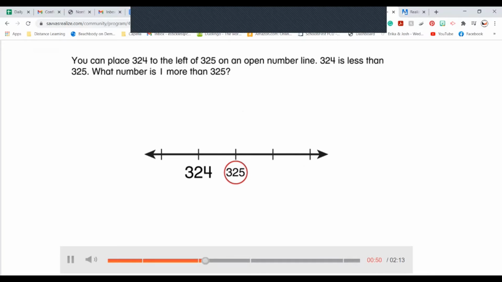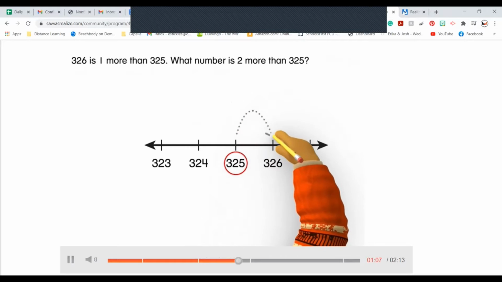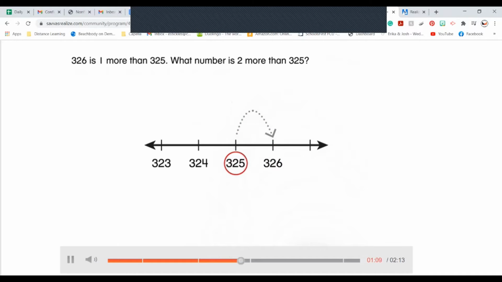They are in order from the least number, 323, to the greatest number, 327. You can place 324 to the left of 325 on an open number line. 324 is less than 325. What number is 1 more than 325? 326 is 1 more than 325.